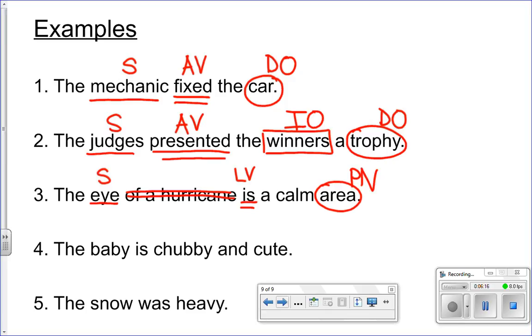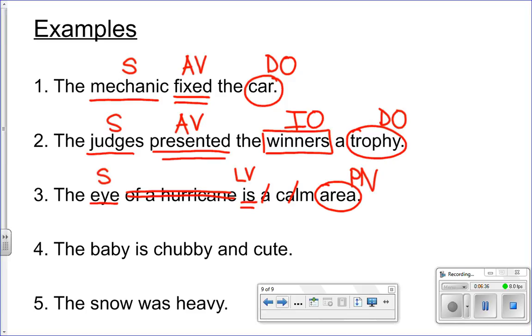Area renames the I. Now, in this sentence, a and calm are adjectives, yes, but they're not describing I. They're describing area. So we need to ignore those adjectives. They're not functioning as predicate adjectives. We cross off any adjectives that are describing a noun in the predicate.